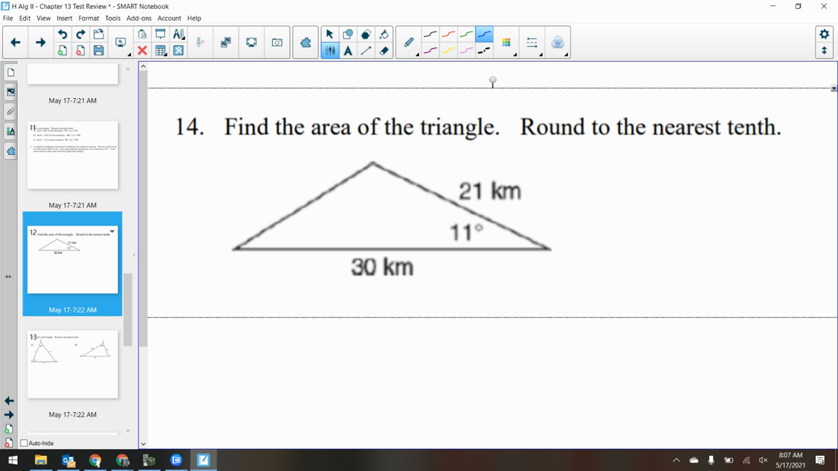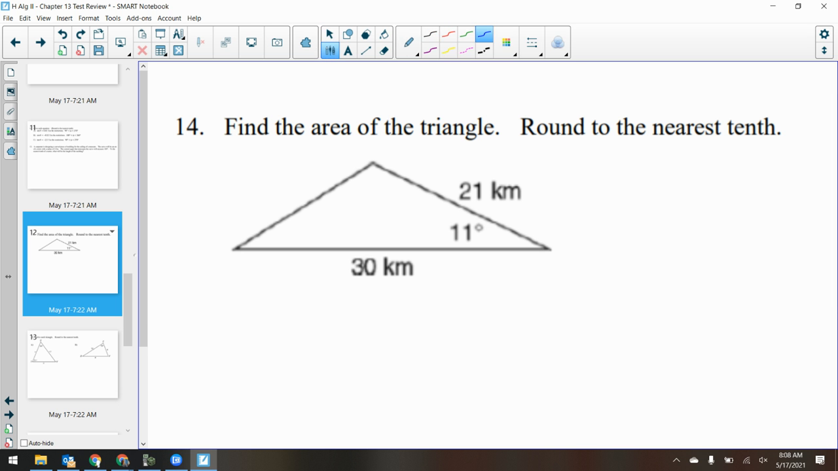Find the area. Right, find the area. Remember, the area formula is 1/2 AB sine C, 1/2 times A times B times the sine of C. That means when I have a side-angle-side relationship in a triangle, I can take 1/2 times the two side lengths times the sine of the included angle. Area is equal to 1/2 AB sine C.